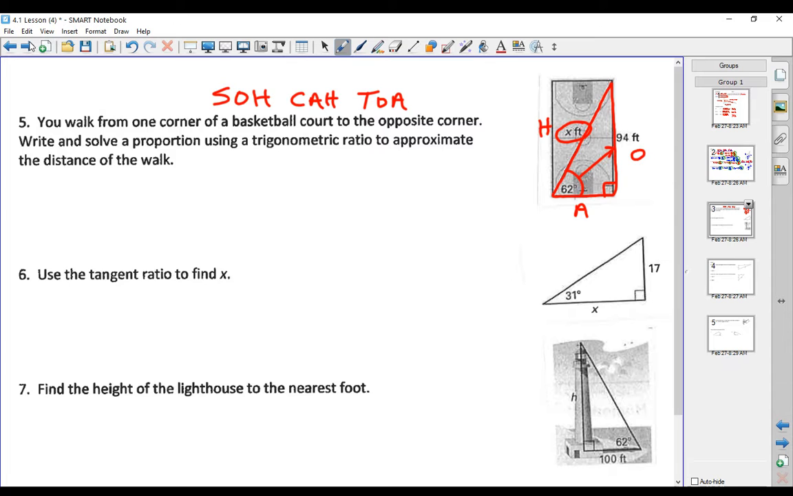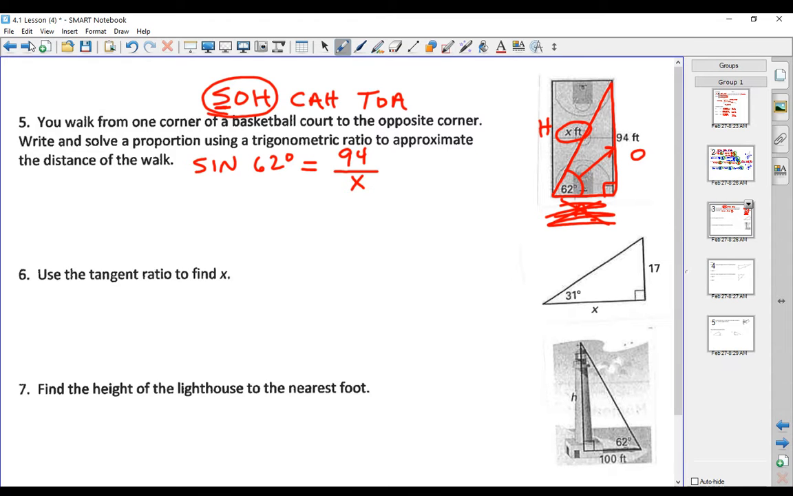We don't have any information about the adjacent side, so I'm just going to cross that out and forget about it. What I do have is something about the opposite side, and I'm trying to find the hypotenuse. Opposite and hypotenuse are the two things that I need in order to find the sine. So I'm going to write the sine of 62 degrees, that's the measure of my angle, is equal to the opposite, which is 94, over the hypotenuse, which is x.